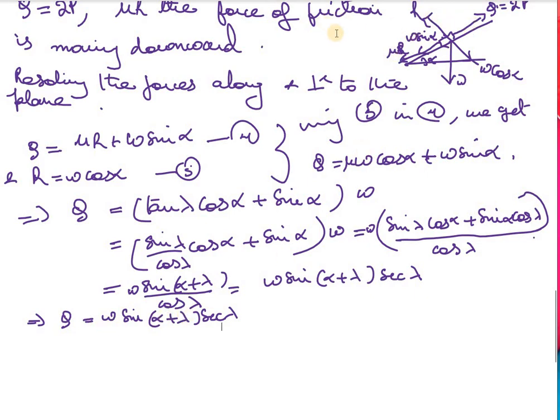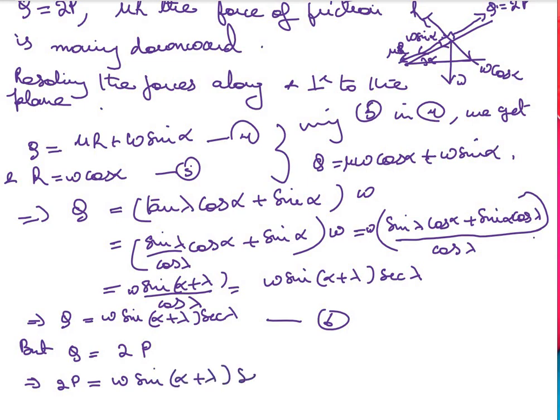So in this case, name it as equation 6: Q is equal to twice of P. And what is this Q here? Q is equal to twice P. So therefore, this implies that twice P, from equation 6, is equal to W sin of alpha plus lambda into secant lambda. Now name it as equation 7.